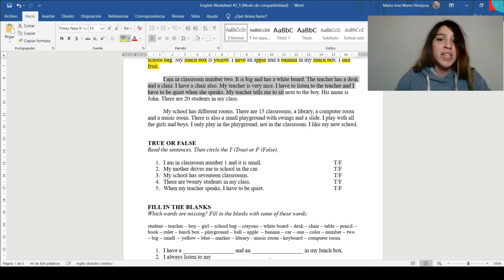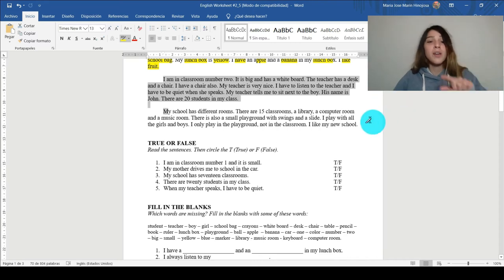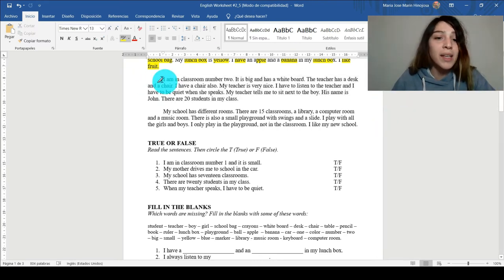My teacher tells me to sit next to the boy. His name is John. There are 20 students in my class. So let's highlight the words I know. Vamos a subrayar las palabras que sí conozco.